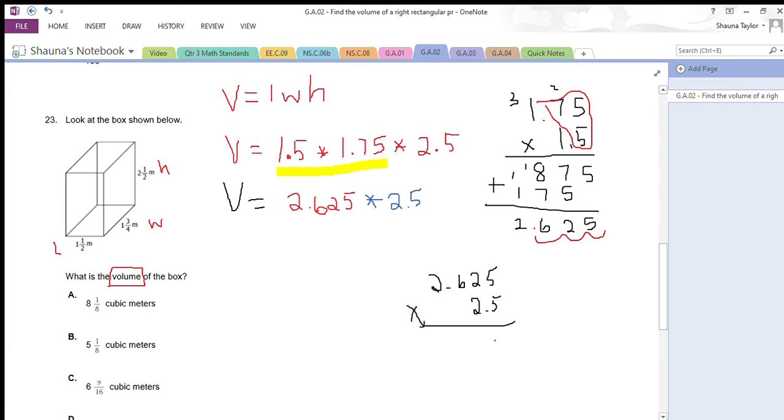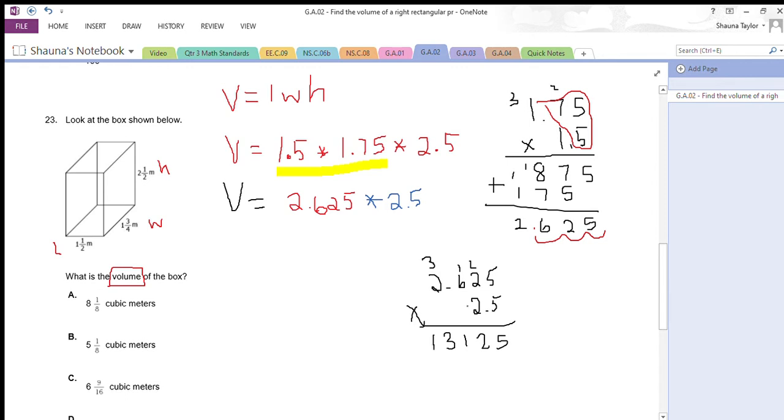Okay, 5 times 5 is 25. Carry my 2. 5 times 2 is 10 plus 2 is 12. 5 times 6 is 30. 1 more is 31. Carry my 3. 5 times 2 is 10. Plus 3 more is 13.